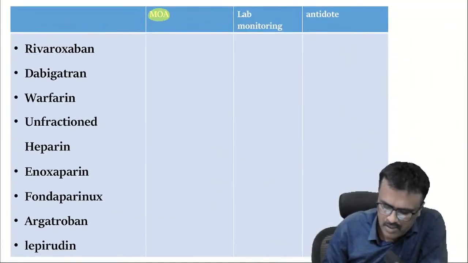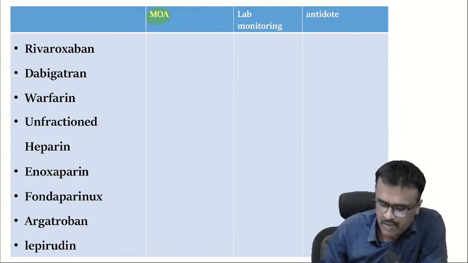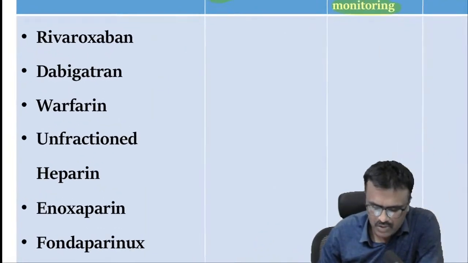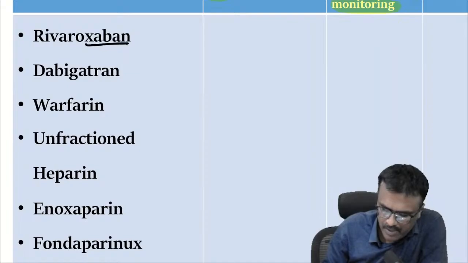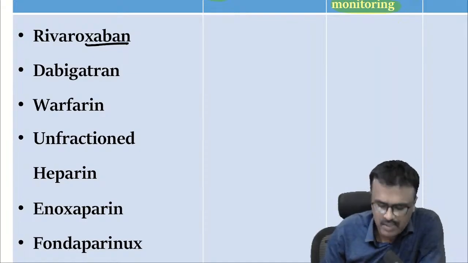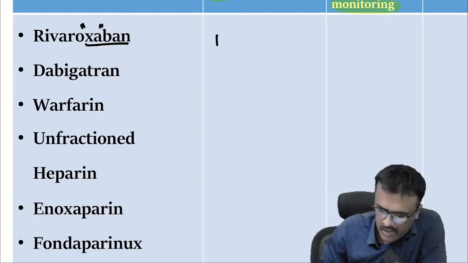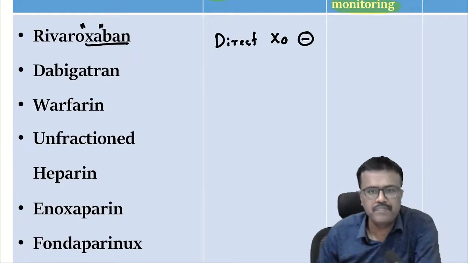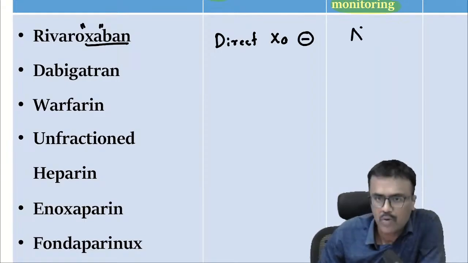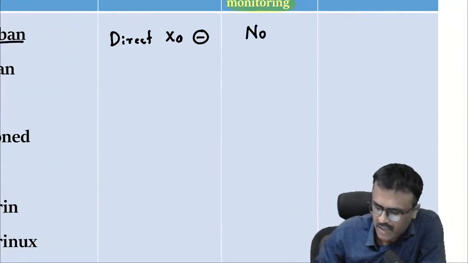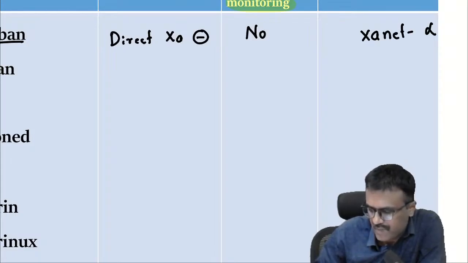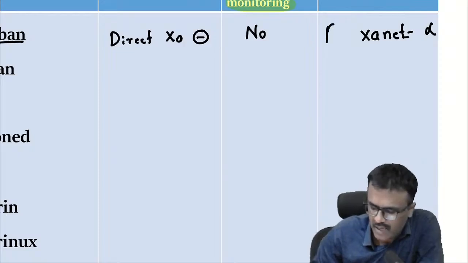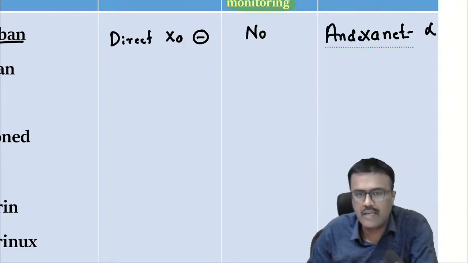Here I have given the drugs, mechanism of action, any routine lab monitoring required, and any antidote they have. The first drug I am taking is rivaroxaban. Any drug ending with XA-ban bans the 10A, so they are direct 10A inhibitors. Lab monitoring, no. Do they have an antidote? Yes. The antidote name also has XA net alpha. It is andexanet alpha.